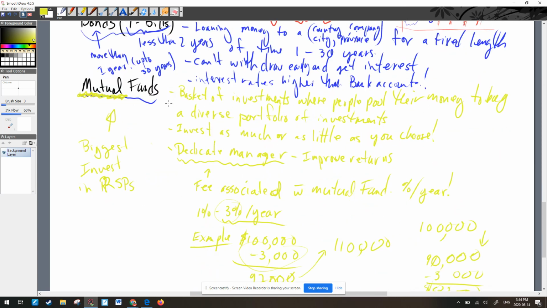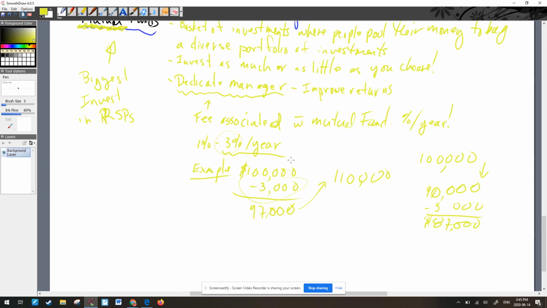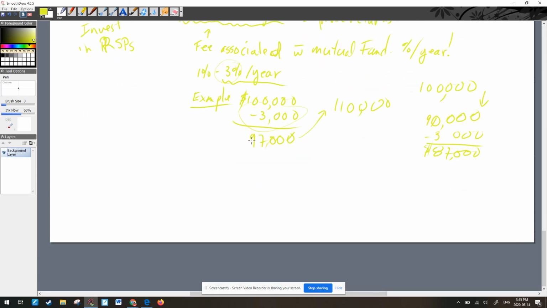And that's where a whole bunch of people pool their money together to buy a diverse portfolio. It's managed by a certain individual, or bigger mutual funds by multiple individuals. You can invest as much or as little as you choose for however long you choose as well. That's another big piece, depends on how long you want to put it there. You could be in for as short a period of time as you want, but there are usually fees associated with them. It's often a percentage. Sometimes it's a percentage just on the way in, when you first buy it, a one-time thing, but more and more mutual funds are charging a percentage per year.